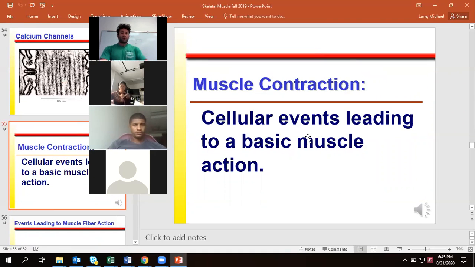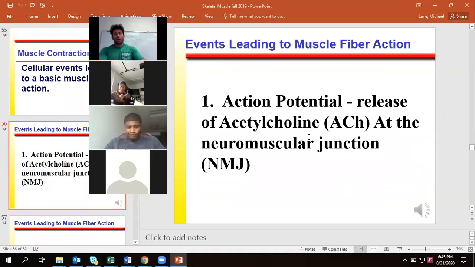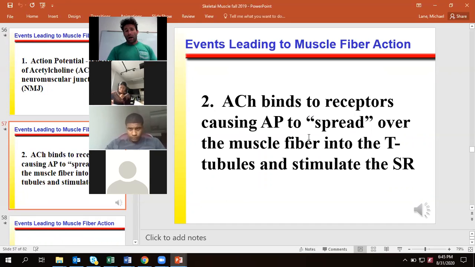So here's how muscle contraction works. First, acetylcholine is going to be released at the neuromuscular junction by the motor neuron. Now, these are released from vesicles. They're going to float across the neuromuscular junction. It's then going to bind to the ligand-gated receptors.